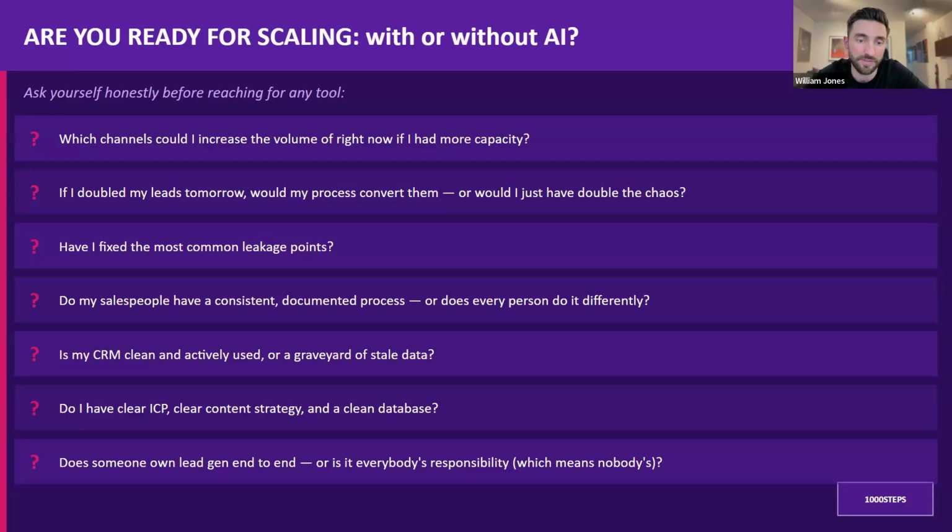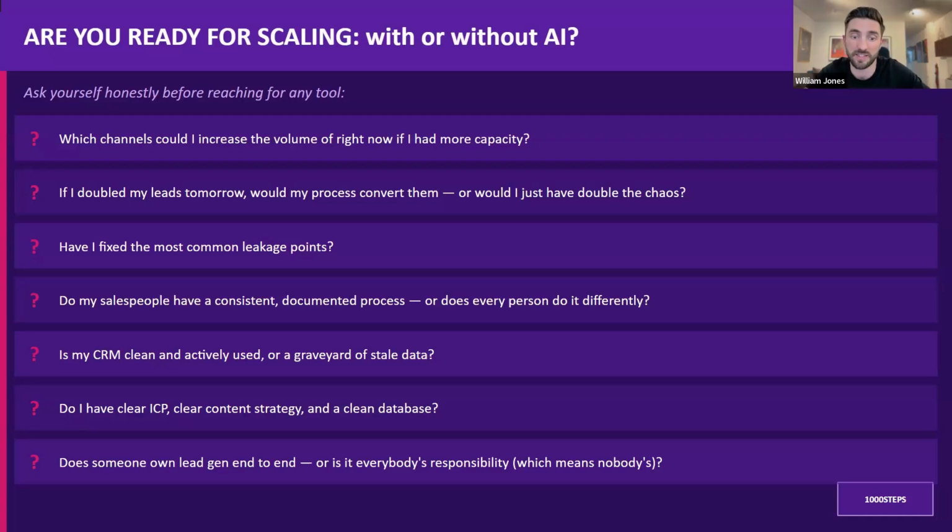Next part: have I fixed the most common leakage points? Again, it's essentially just a summary of the map and where things are falling out. Do my salespeople have a consistent, documented sales process? Is everybody doing it the same way, or is everybody doing it differently? I think the bigger the team, the more important that is. The more people you have coming in, the more they need consistent training, and a way for you to reflect on that. And we'll touch on how we do this in a second when we get to the AI tools.